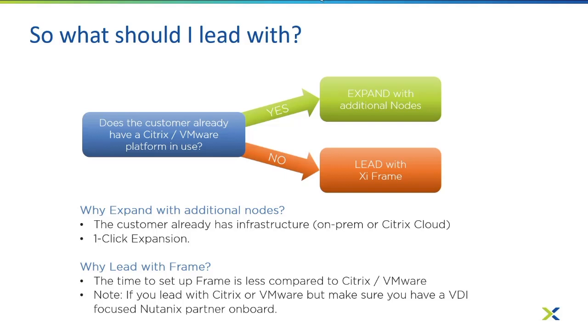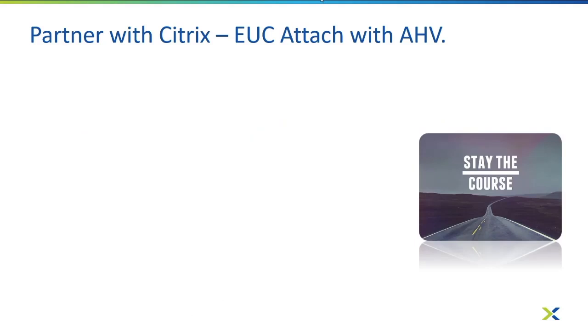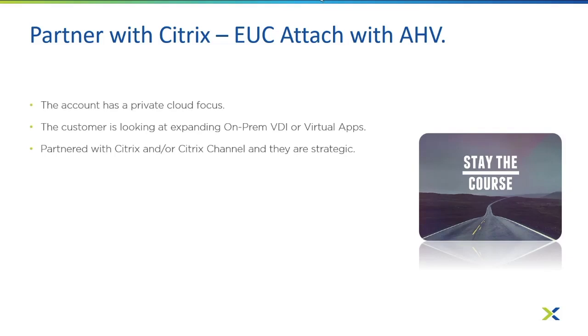That being said, there are technical differences between the two solutions. So if you have to lead with Citrix or VMware, do that by all means, but make sure you have a VDI-focused Nutanix partner. So let's take a look at some of the reasons for expanding that existing deployment. If the customer's account has a private cloud focus, if your customer is looking at expanding the on-prem VDI or on-prem virtual app infrastructure, if you're already partnered with Citrix or a Citrix channel and they're strategic to you, again, those are reasons why you'd want to expand that existing deployment.